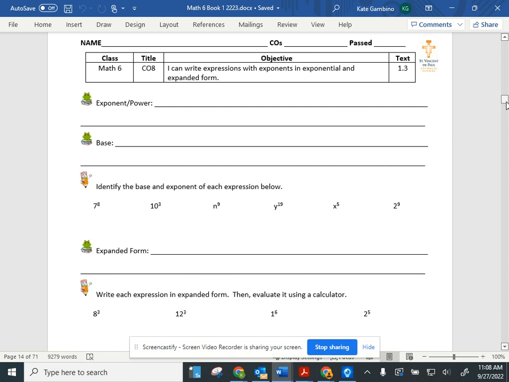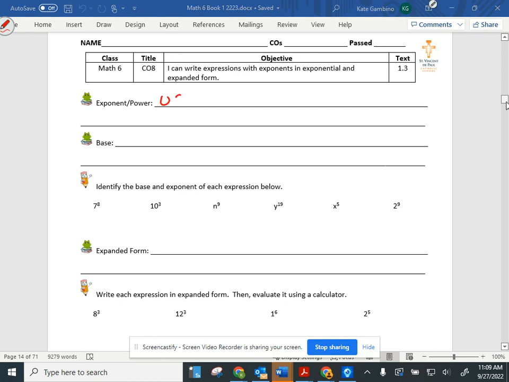Good morning. Today we are working on CO8. I can write expressions with exponents in exponential and expanded form. So this is one of the days we're going to want our calculators. Remember, I told you to be bringing your calculators. So we're going to learn about those exponents or the powers. An exponent or a power are different words, but they mean the same thing.